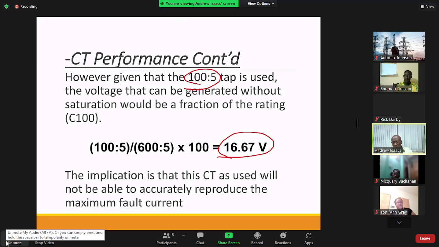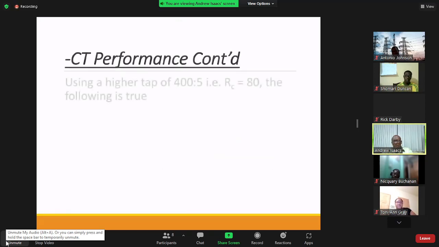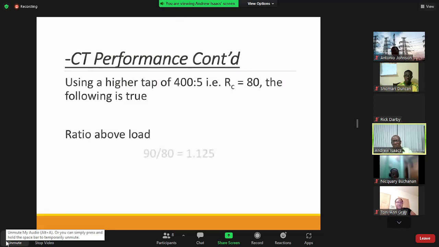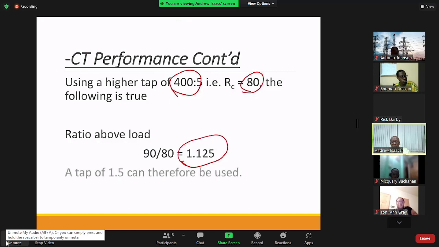So we go in now. I'm going to go a little faster because we now select 400 to 5. Same CT. So the turns ratio on the CT is 80. Ratio above load, 1.125. For a top of 1.5. So my top is 1.5.